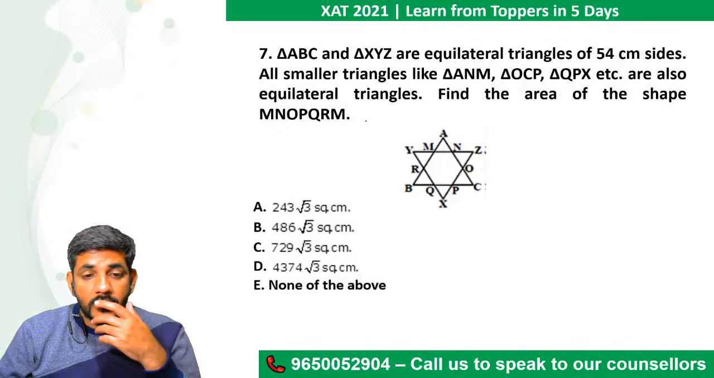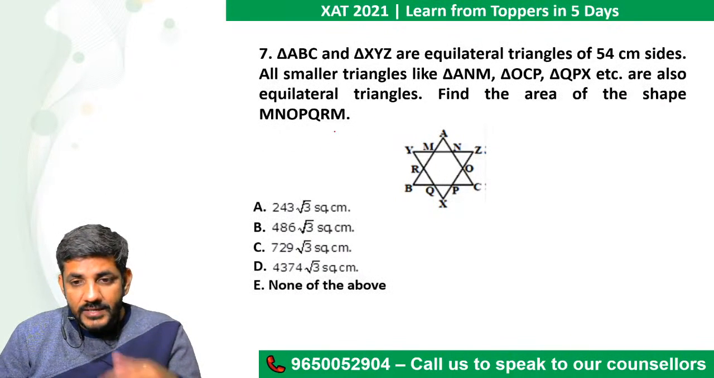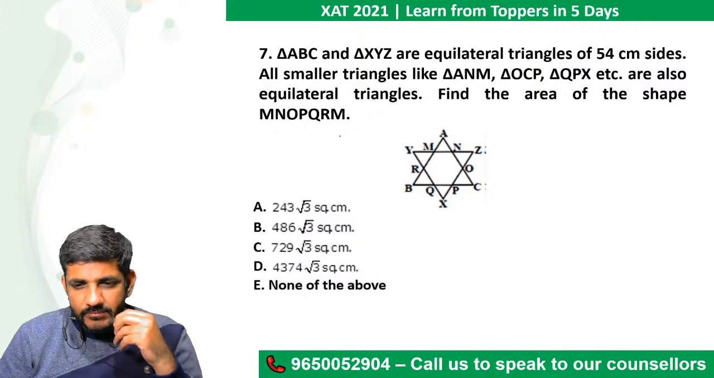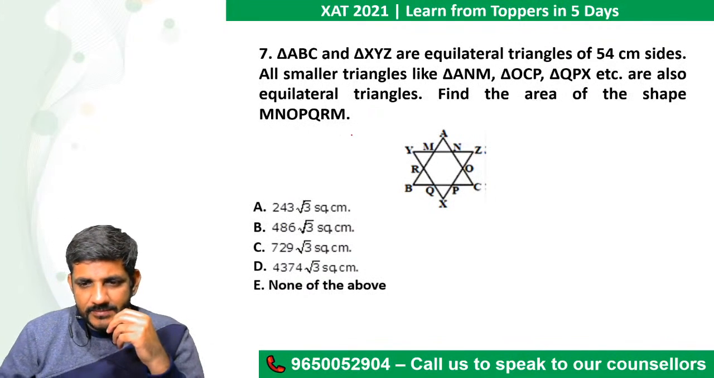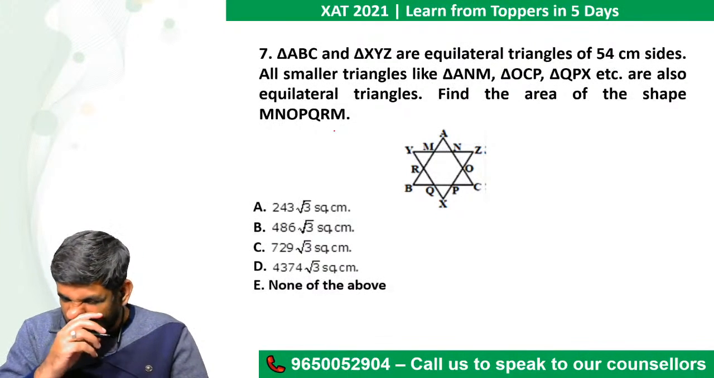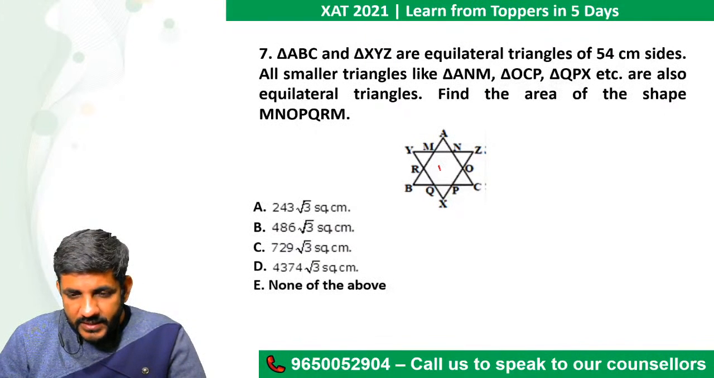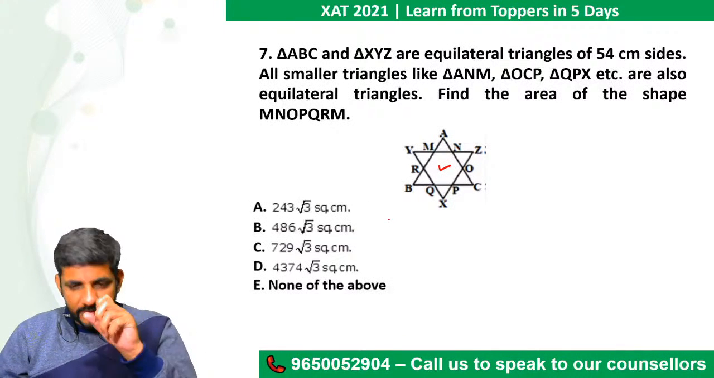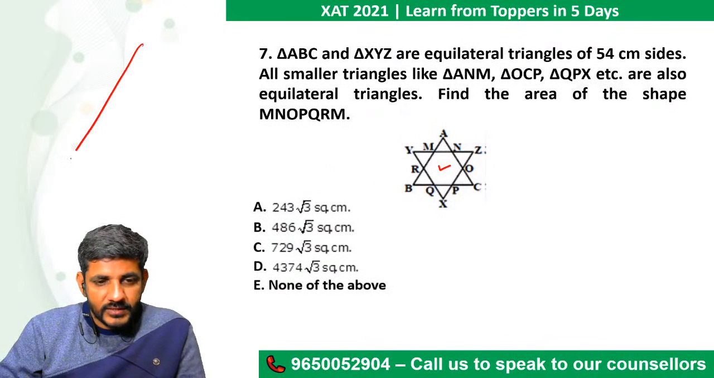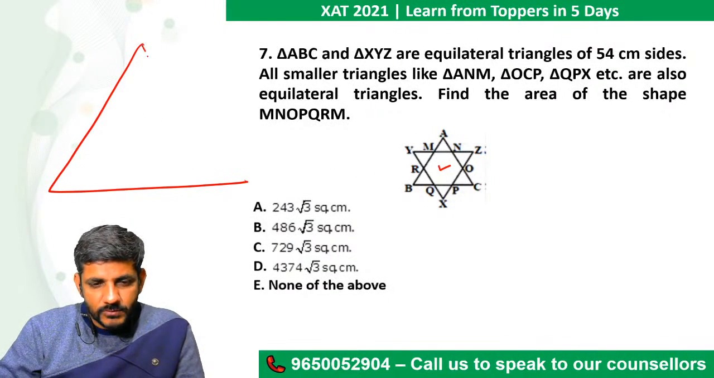ABC and XYZ are equilateral triangles of 54 centimeter sides, all smaller triangles like ANM, OCP, QPX are also equilateral triangles. Find the area of the shape MNOPQRM. So we have to find out the area of this figure. The bigger figure ABC is an equilateral triangle, and the other one is also equilateral.